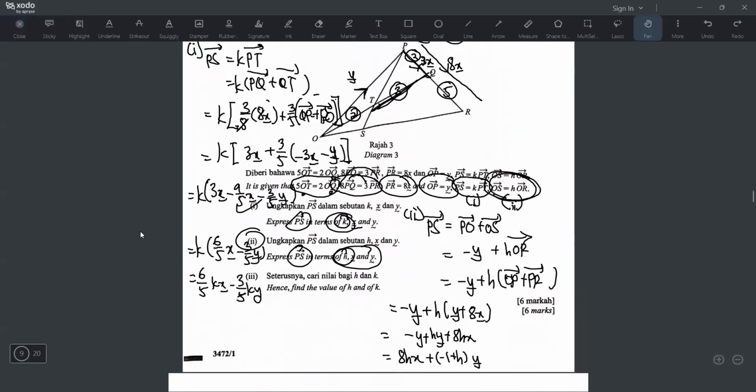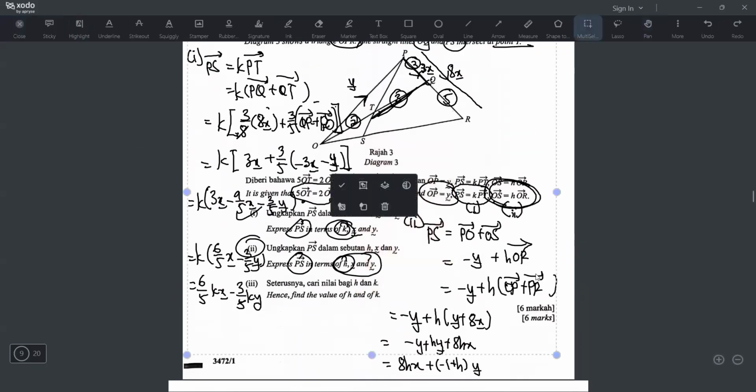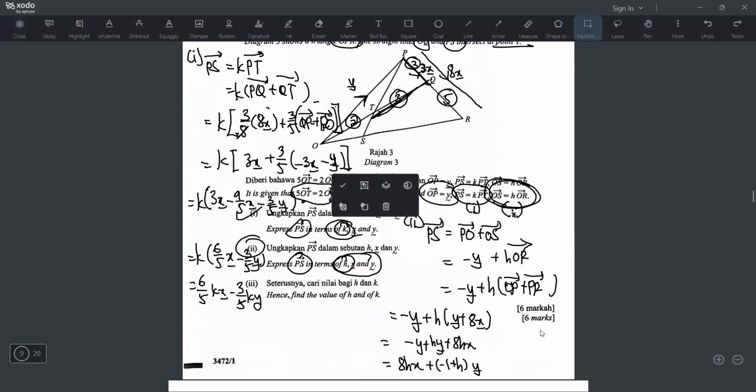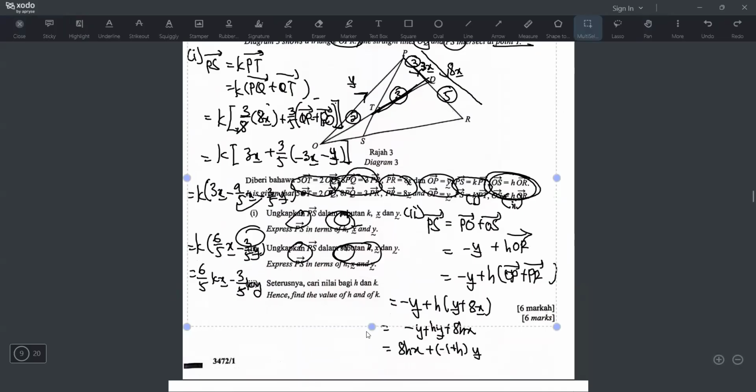Okay, now there's one more question. I need more space. Okay, wait. Let me make this smaller.